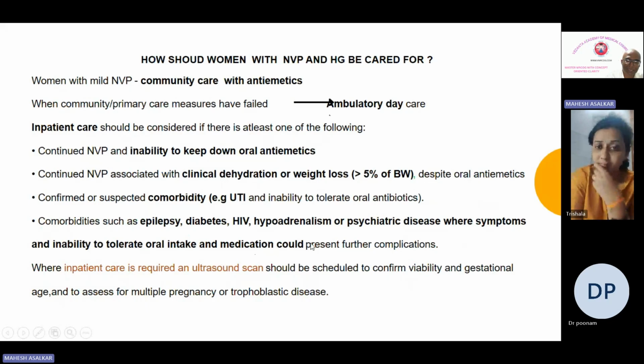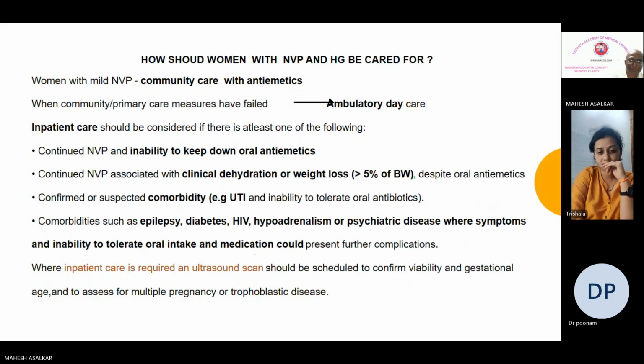In the scenario, they may give you either of these things and ask what kind of care, whether she will be managed in the community, ambulatory or inpatient. So these patients will require inpatient care. Okay, is this clear? Is it clear to all of you? Yes. Yes, sir. Good.